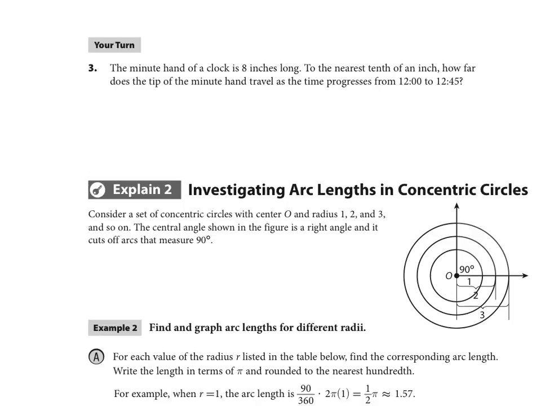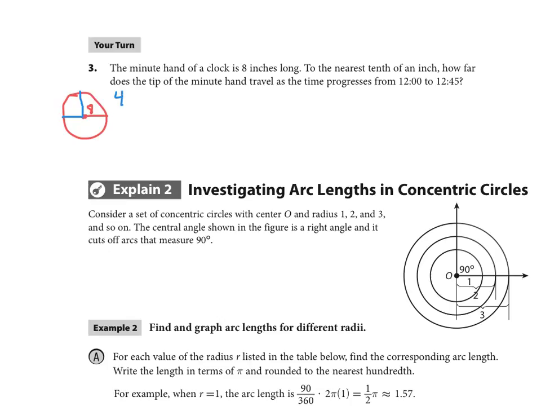The minute hand of a clock is 8 inches long. To the nearest tenth of an inch, how far does the tip of the minute hand travel as time progresses from 12 to 12:45? Well, if you think about that, 8 inches is going to be the radius, isn't it? And then we want from noon to 12:45. Okay, that's 45 minutes out of 60. And you also know that that's 3/4.